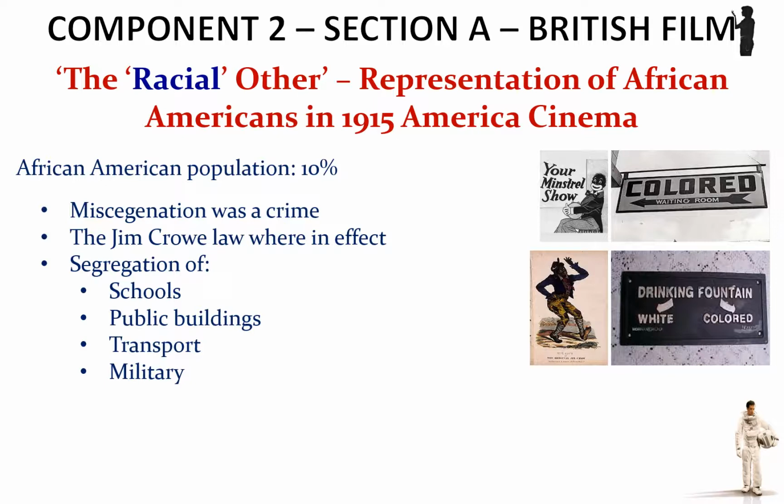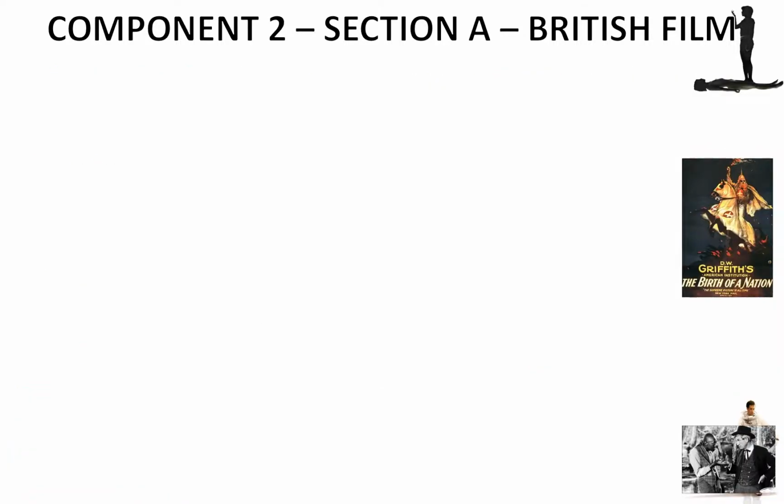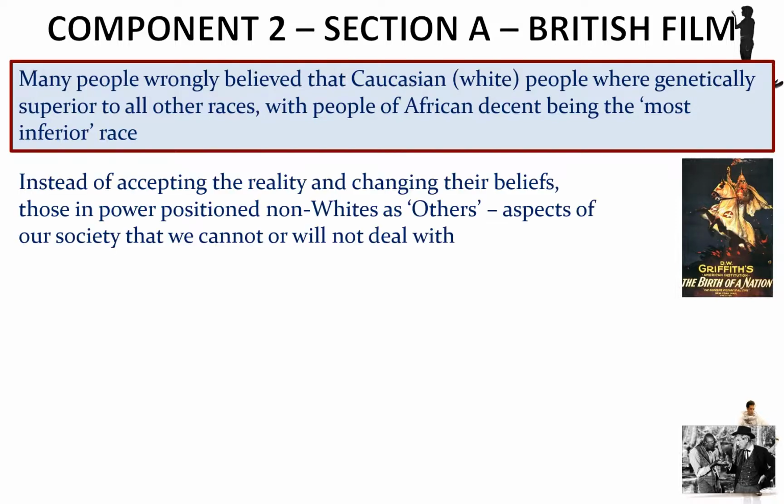The Jim Crow law came into effect. There's no E on Crow, by the way. That led to the segregation of schools, public buildings, transport, and military. So there were many laws in place that aimed to demonize and create a system of inequality in the United States. Many people at the time wrongly believed that white or Caucasian people were genetically superior to all races, with people of African descent being the most inferior race.